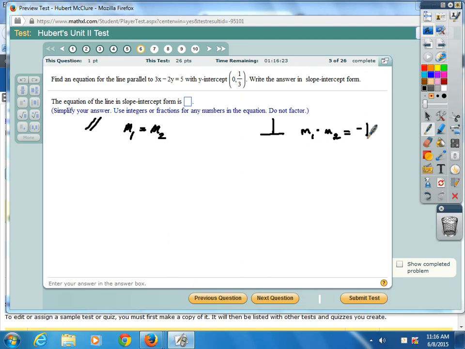That means if m sub 1 is 1, this has got to be negative 1. If this is 2 over 1, this is negative 1/2. If this is 1/3, this is negative 3. It's always the opposite reciprocal.